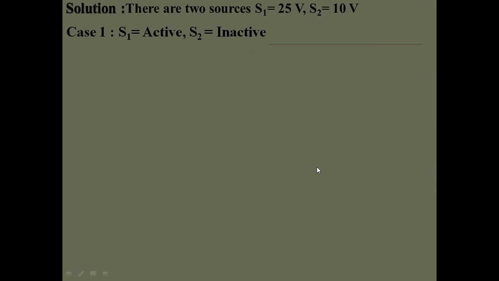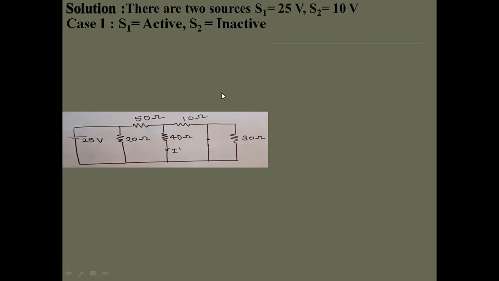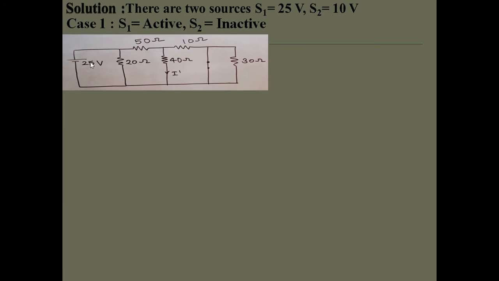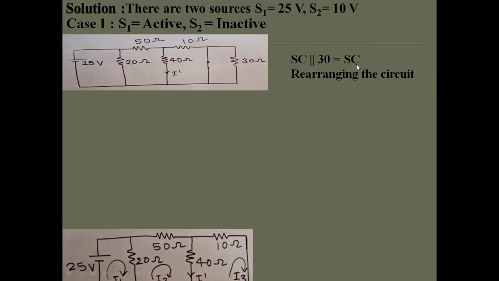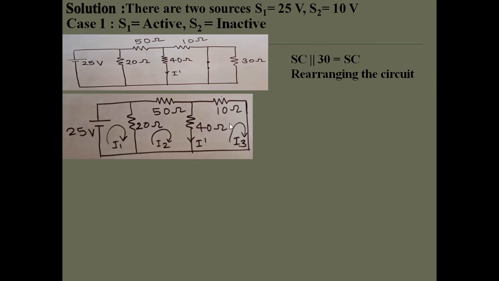When we consider S1 active and S2 inactive, this will be our circuit diagram. As you can see, this short circuit branch is in parallel with resistor, so it will be redundant. So as short circuit parallel with 30 will give a short circuit, and the rearranged circuit will appear like this. There are 3 loops. As we want current through this branch, the equation for I dash will be I2 minus I3.